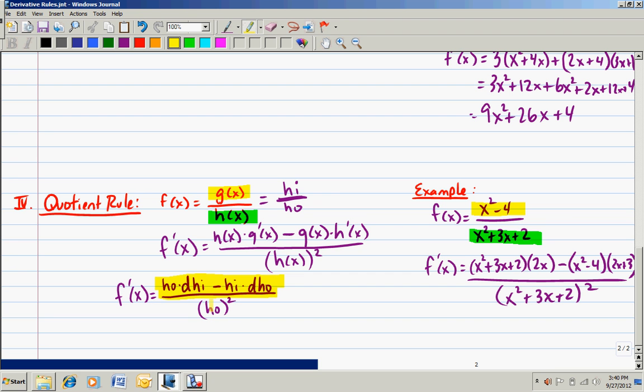Now, sometimes this is an easy device to use to help us to remember how to use the quotient rule, but it simply reads ho d high minus high d ho all over ho ho. I'll say that again. Ho d high minus high d ho all over ho ho. So if you can remember that little device, hopefully that'll help you remember how to use the quotient rule.